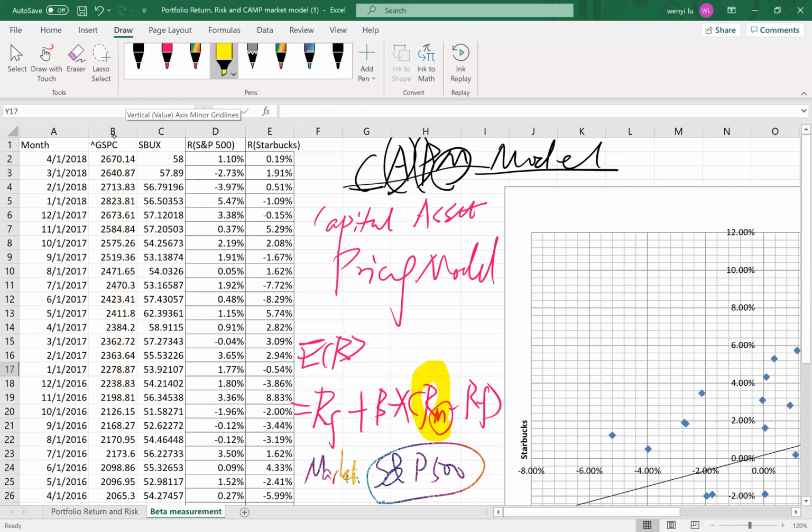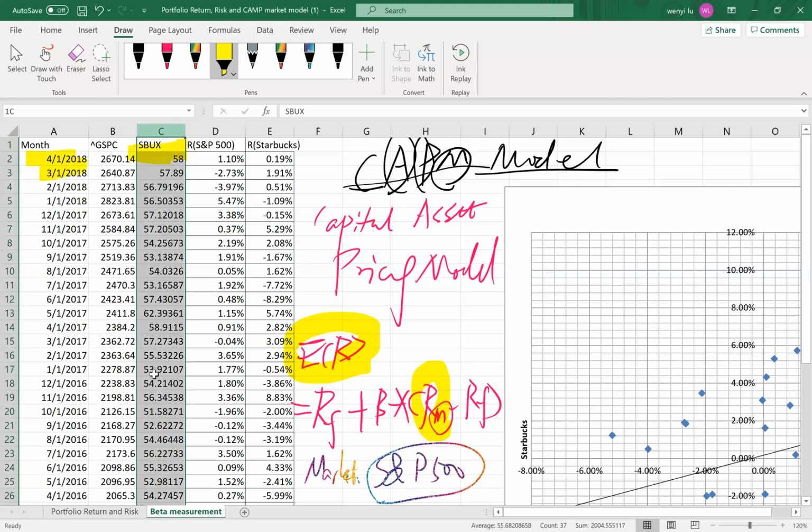For this example, I use Starbucks to solve for the expected return. First, you can download the S&P 500 stock price with the same months in another column. The C column is Starbucks price, sorry, not the S&P 500. SBUX means Starbucks. Then we will measure the return in these two columns. What you get from Yahoo Finance is the price. Now we solve for a return.